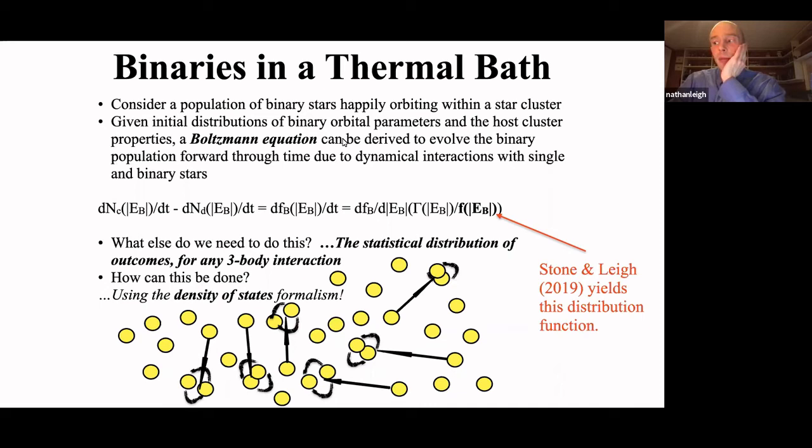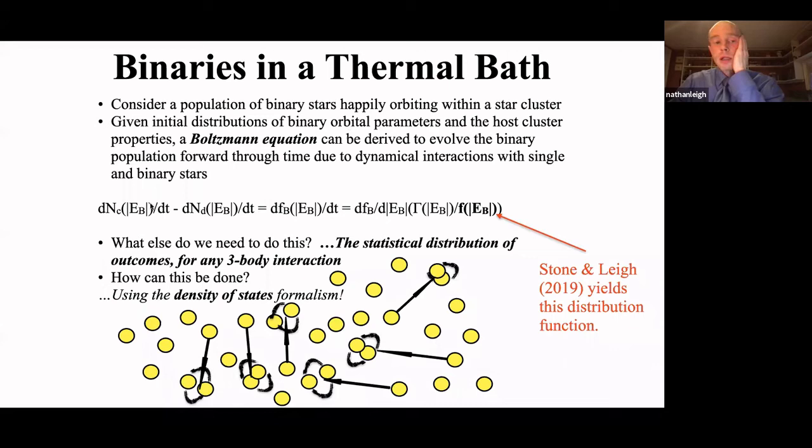So we can consider a population of binary stars all orbiting within a star cluster. And given the initial distributions of binary orbital parameters and the host cluster properties, we can derive a diffusion equation to evolve the binary population forward through time due to dynamical interactions with single and binary stars. This is analogous to a population of binaries in a thermal bath, with heat being transferred from the binaries to the singles via single binary interactions, providing a heat source in the process.